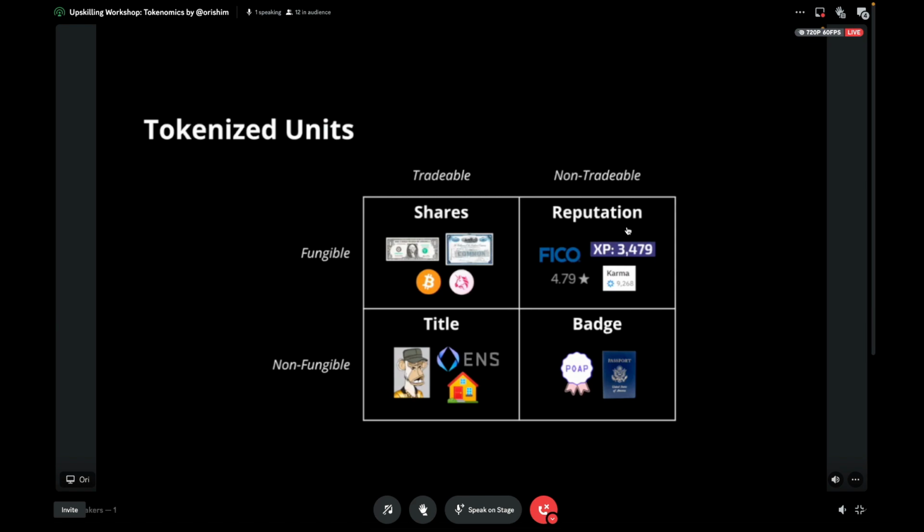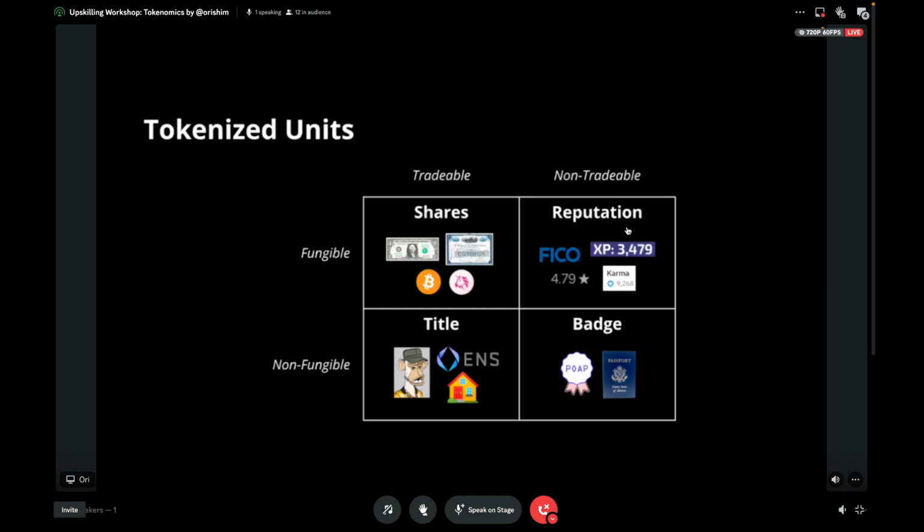So most people just think about the top left quadrant when they hear the word token. They think, oh, token, that's like the Uni token or Bitcoin or even shares in a company or currency units, right? So these are completely freely tradable and completely fungible units.